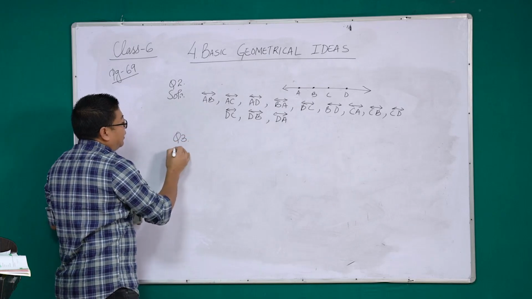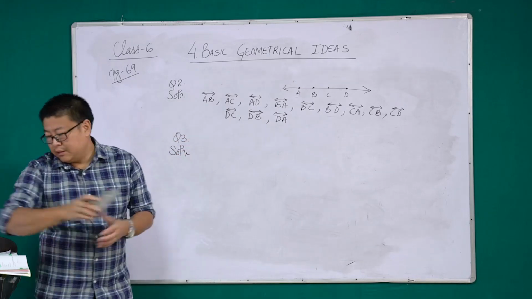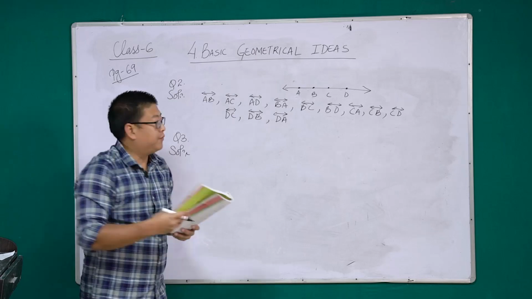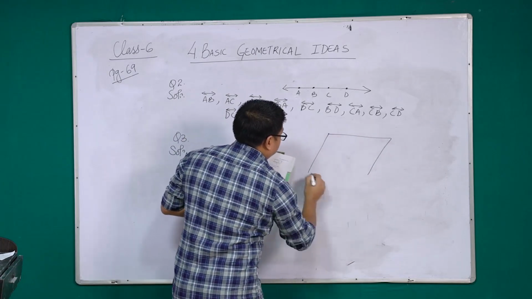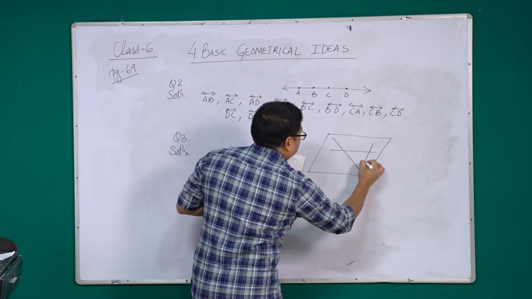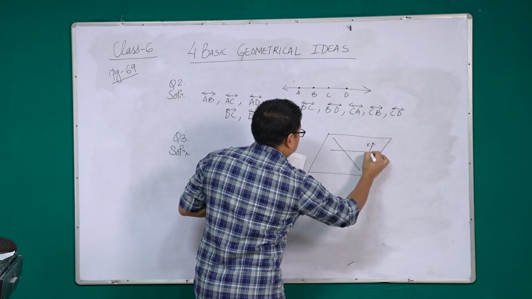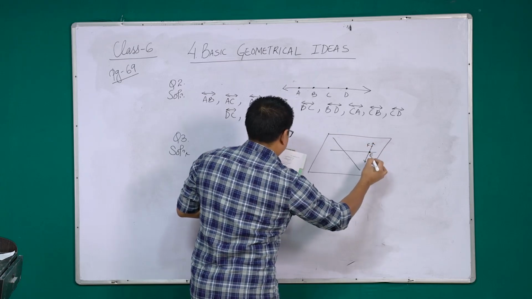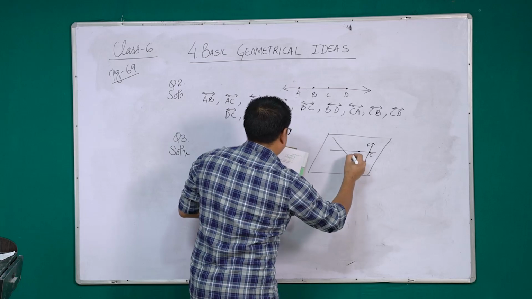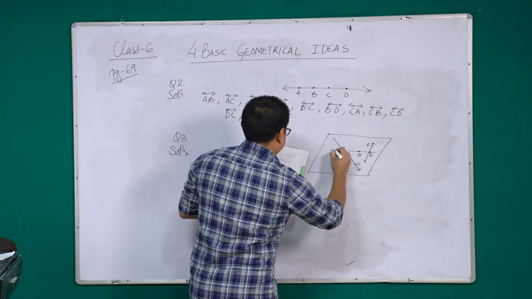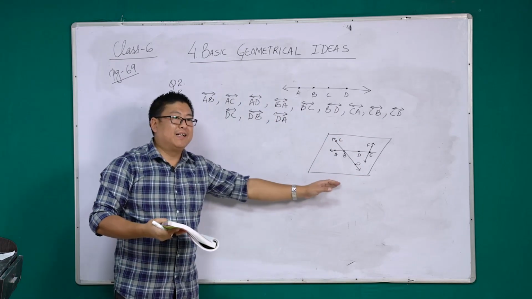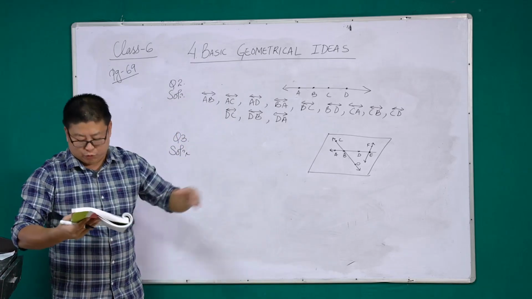Question number 3. Let's look at the question. Use the figure to name. All right, we have to first draw a figure. I'll quickly draw this figure for all of us. E, O, D, B, A, and C. Now this figure is given in your textbook, so please refer to this on page number 75.